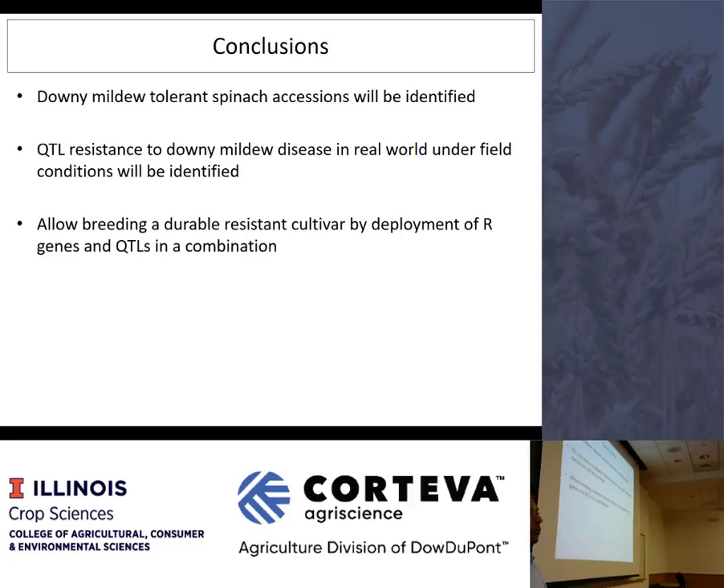Yeah, and I would like to conclude that next year we'll finish our evaluations and conduct an association analysis, and then identify associated SNP markers. QTL mapping populations will also be developed in coming years, and they will be used to identify markers from particular populations, and this work should allow breeding for more durable resistant spinach materials in the future.